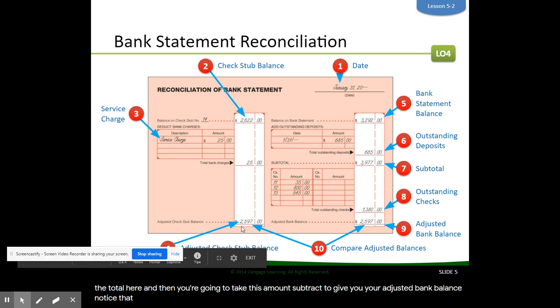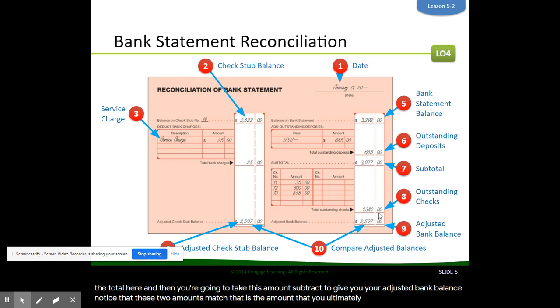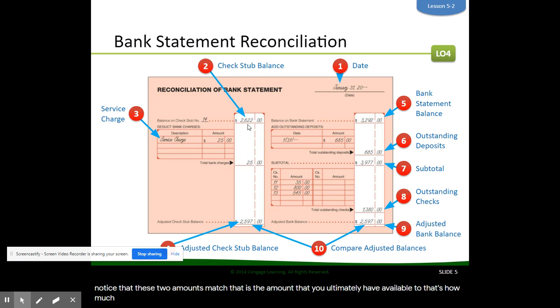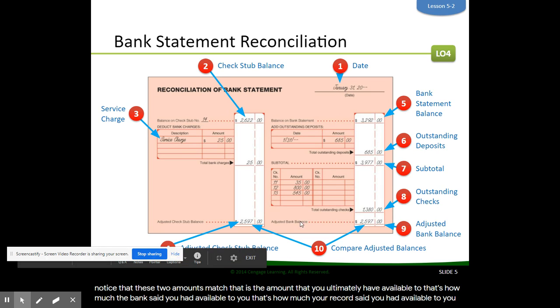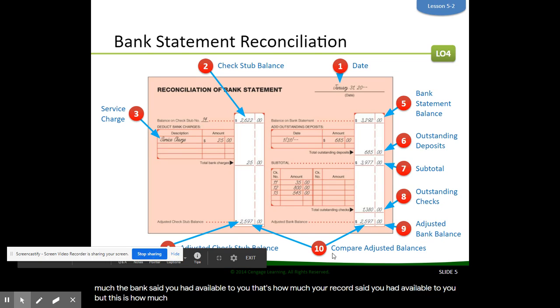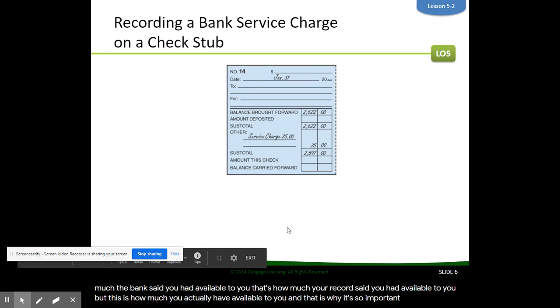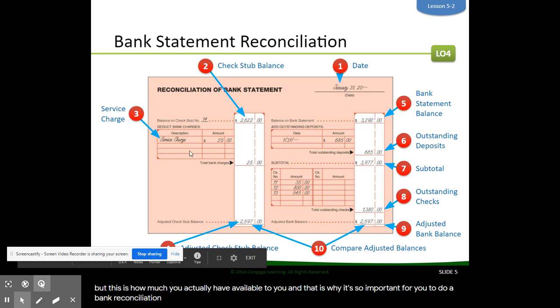Notice that these two amounts match. That is the amount that you ultimately have available to you. That's how much the bank said you had available to you. That's how much your records said you had available to you. But this is how much you actually have available to you. And that is why it's so important for you to do a bank reconciliation.